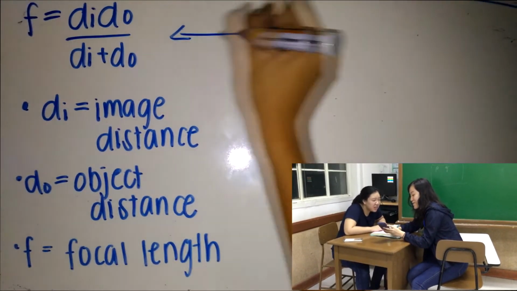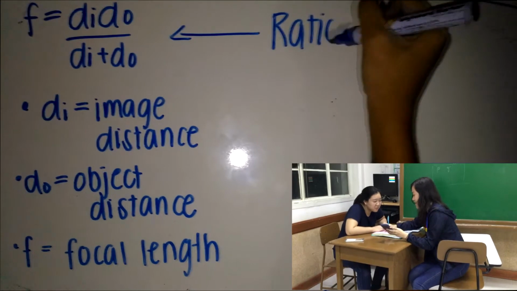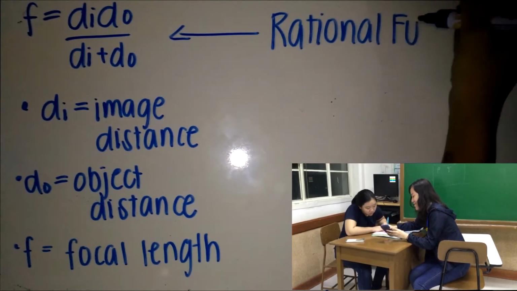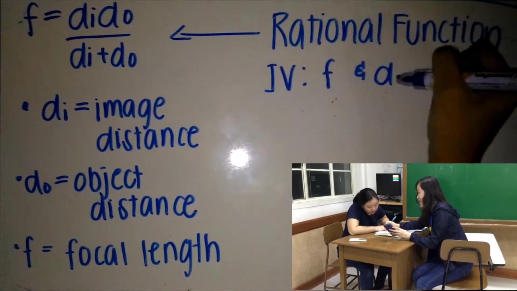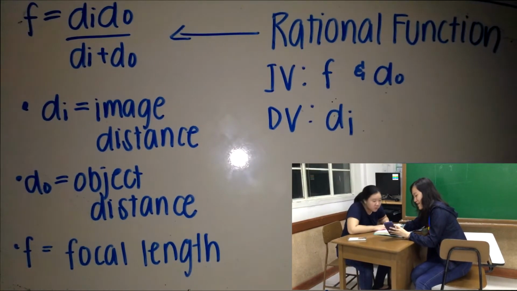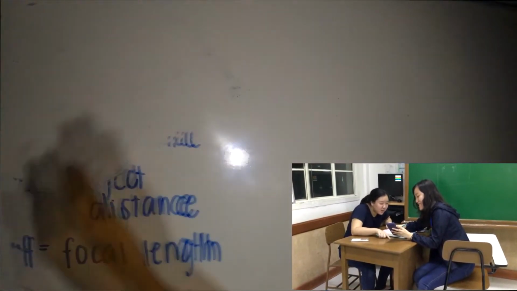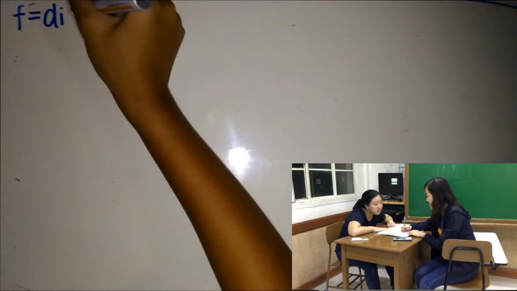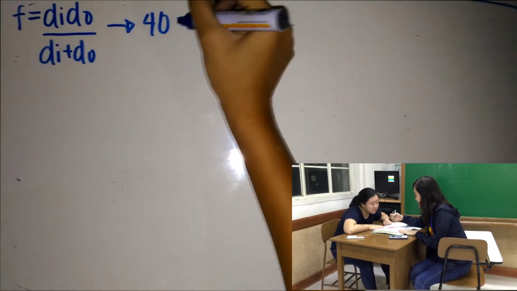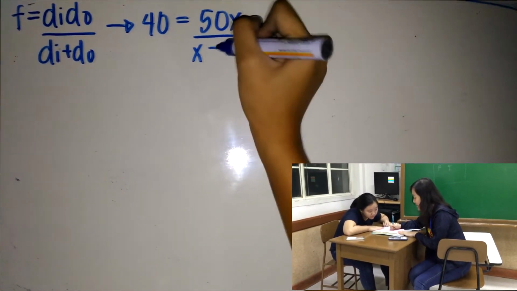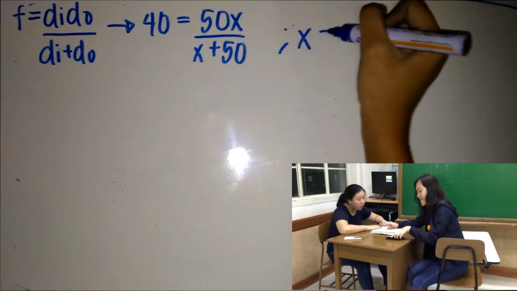This is an example of a rational function, and this type of function is defined as having polynomials on both the numerator and the denominator. Now for this question, the independent variables are your object's distance as well as the focal length, while your dependent variable will be the image distance. The first thing we'll do is to substitute all the values in the equation, and from that we get 50x over x plus 50 is equal to 40. Take note that we use the variable x as a substitute for the image distance.